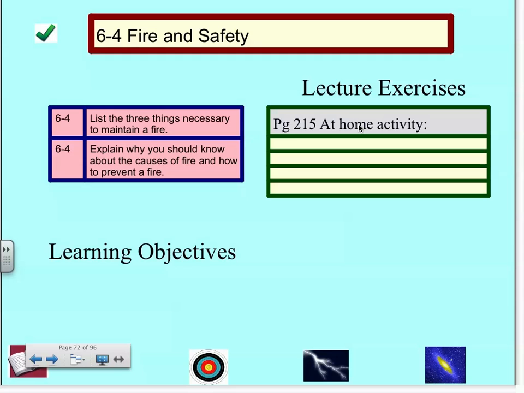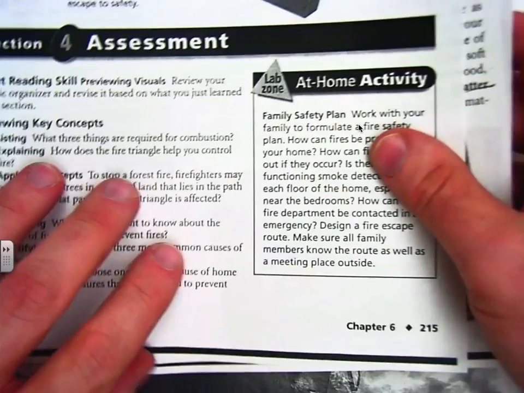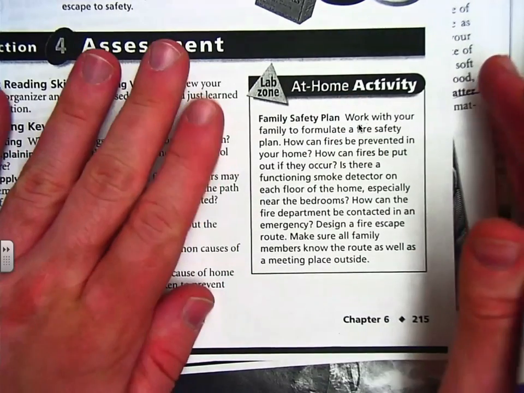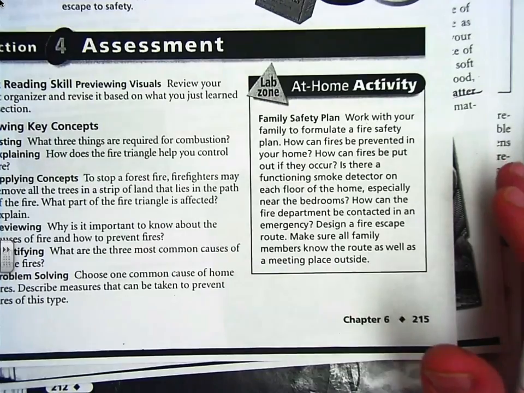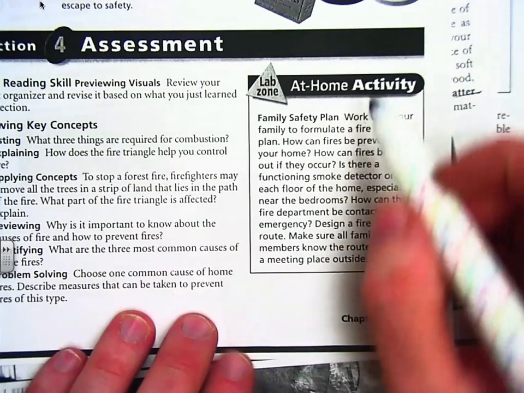Okay, I just want to say a few words about our at-home activity because I want you to know what I want. So go ahead and turn to page 215 with me. Here comes the screen. So here's 215. It says, Family Safety Plan. Work with your family to formulate a fire safety plan. And in it, I want it to contain the following things.